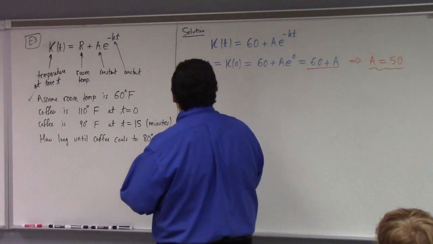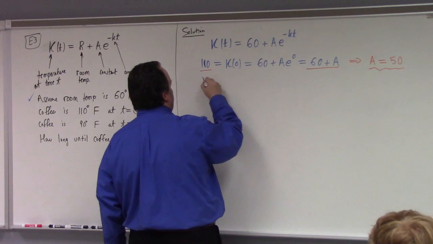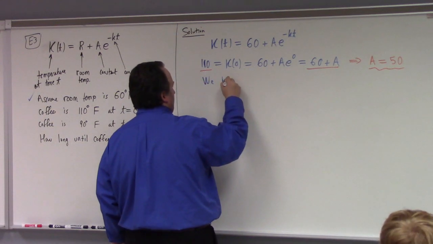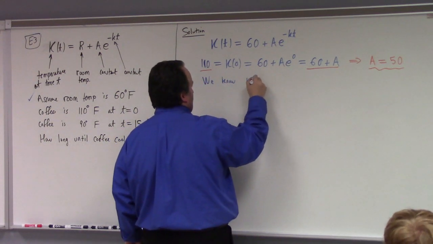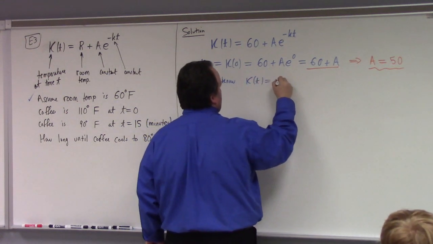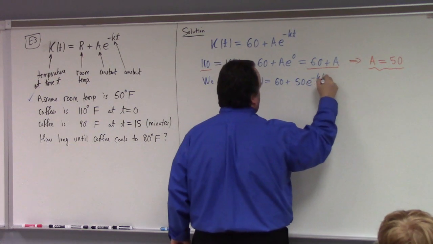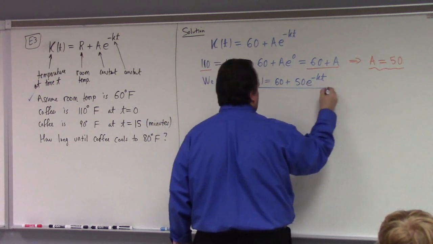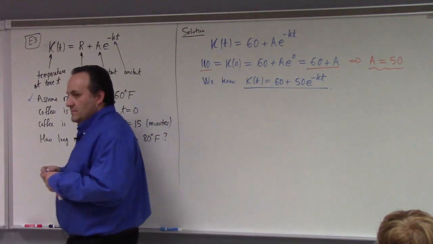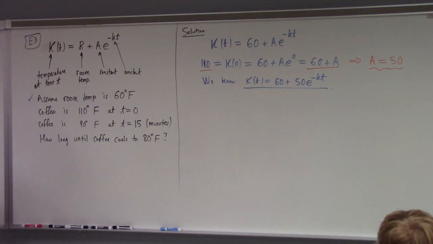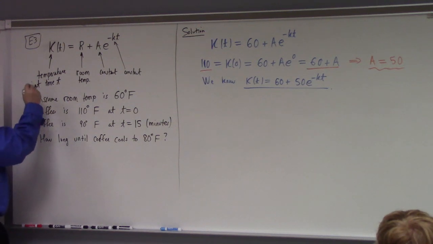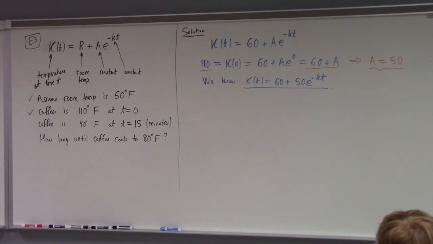Okay, so if you're keeping track here, we know that K of T is equal to apparently 60 plus 50 e to the minus KT, right? So that's where we are at the moment. We've used the second piece of data. Check. We have a third piece of data that we should use, namely that the coffee is 90 degrees at 15 minutes. So now we'll put that in.